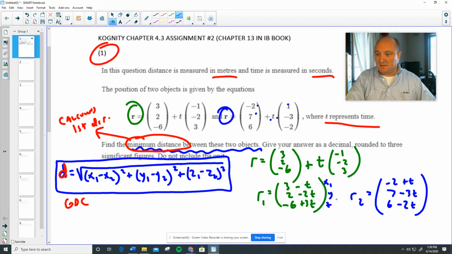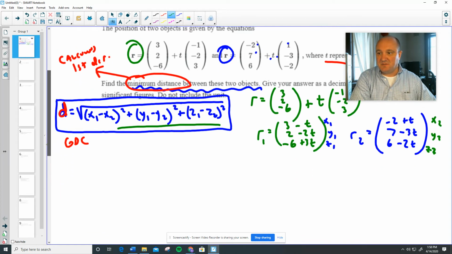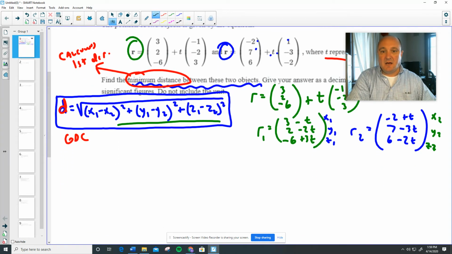This is line 1, so this is x1, y1, z1. This is r2, so this is x2, y2, z2. So I have the variables I need. I have everything I need to plug into the distance formula, and then I'll have it all expressed in one variable, which is t. So let's do the substitution. Substitution gets a little funky, but work through it. It's not so bad. All right, so x1 minus x2 squared.